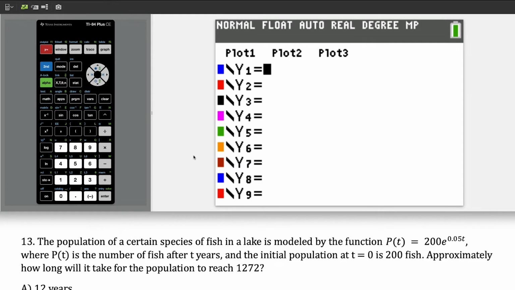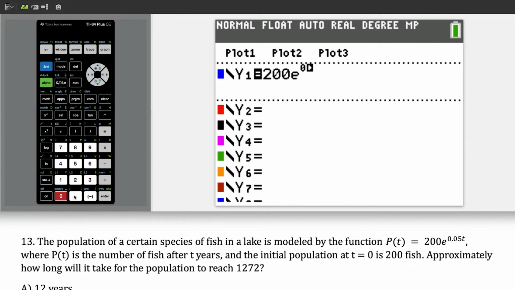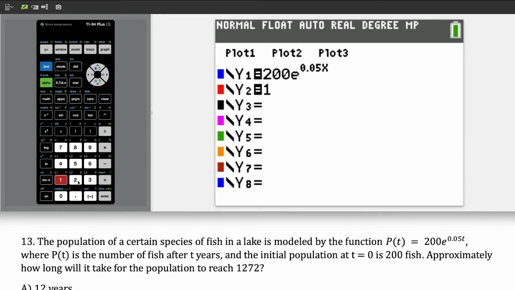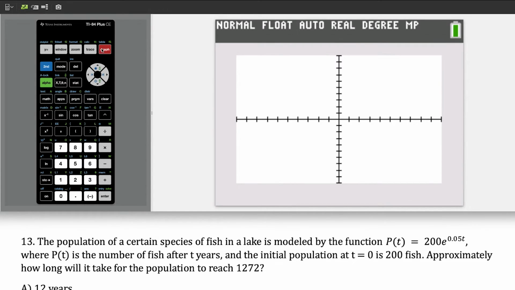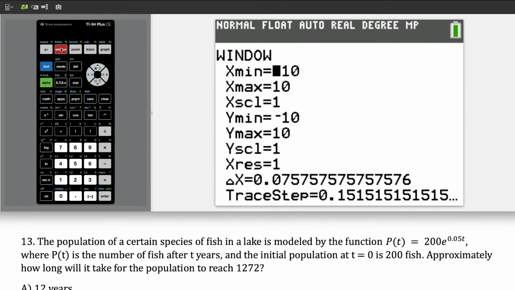So for this one, we could just type this function into the calculator. We have 200, and then we have e, second natural log, and we're raising e to the power 0.05 times t. And in place of t, we're going to use x. And we want to know, when is the population going to reach 1272? So we could just scroll in the calculator, but what we could do here is just type in the value that we want the function to reach. We press graph, and then we think, oh no, I can't see anything. But what we do is we go to the y maximum, and we raise it up so that we could see 1272. So maybe I'll raise this up to 1500.